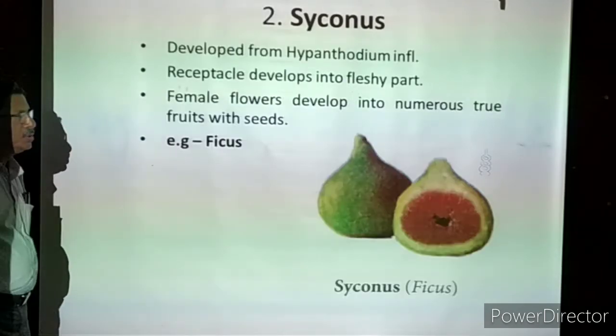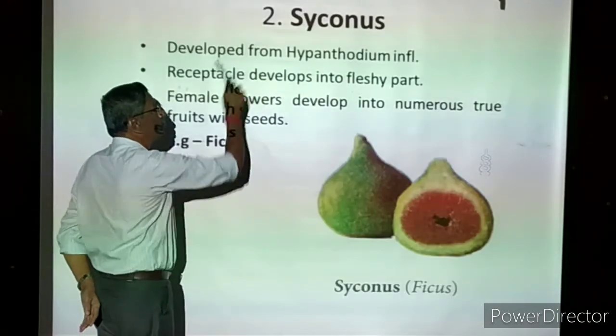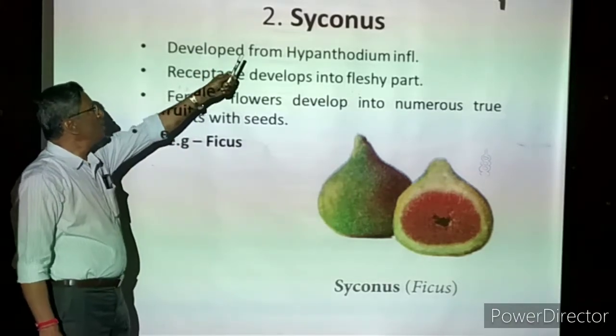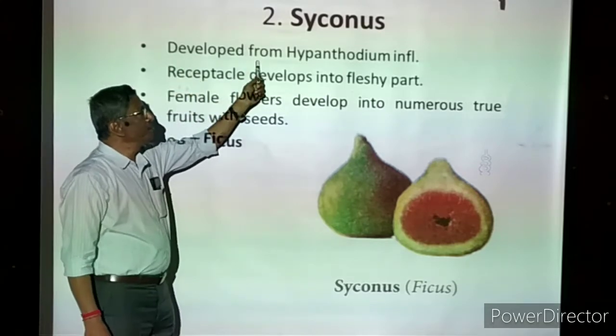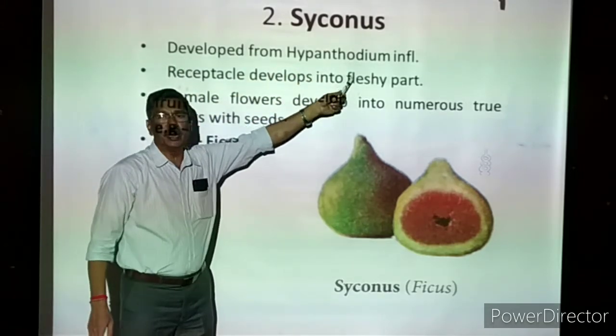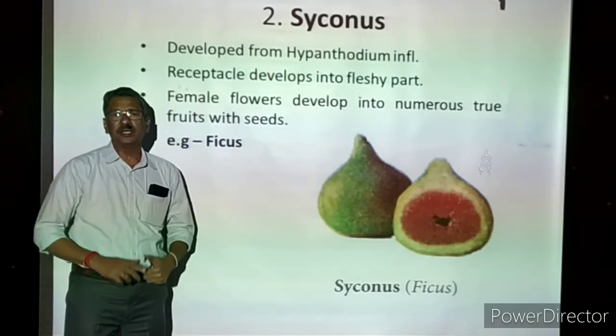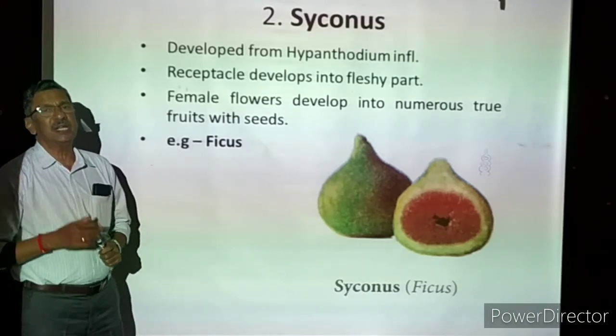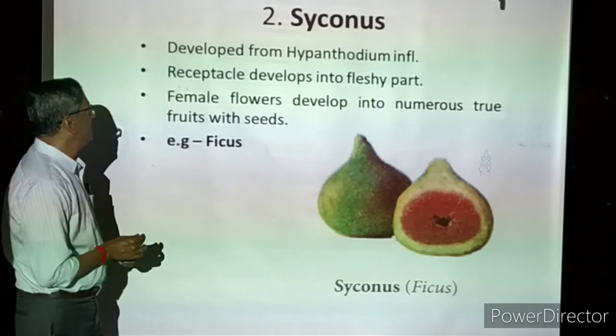Now we are coming to the second type of multiple fruit which is called Syconus. Now the Syconus fruit is developed from Hypanthodium inflorescence. Okay, the type of inflorescence is Hypanthodium. It is a special inflorescence.